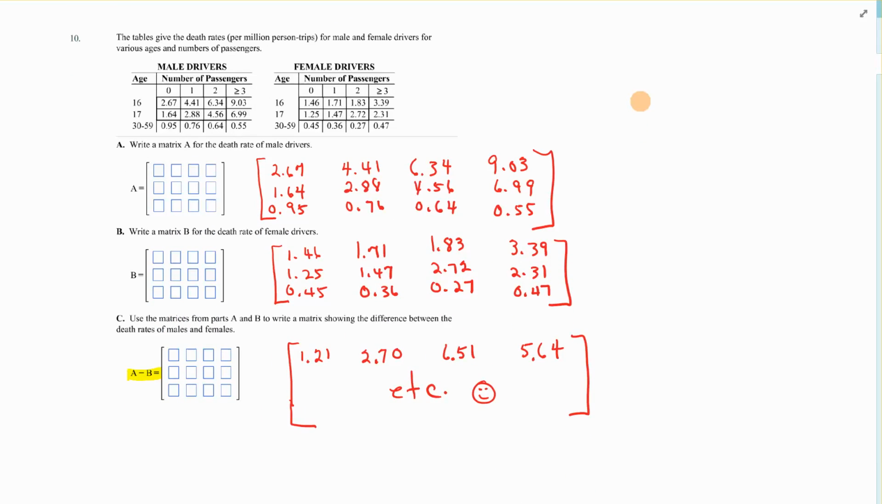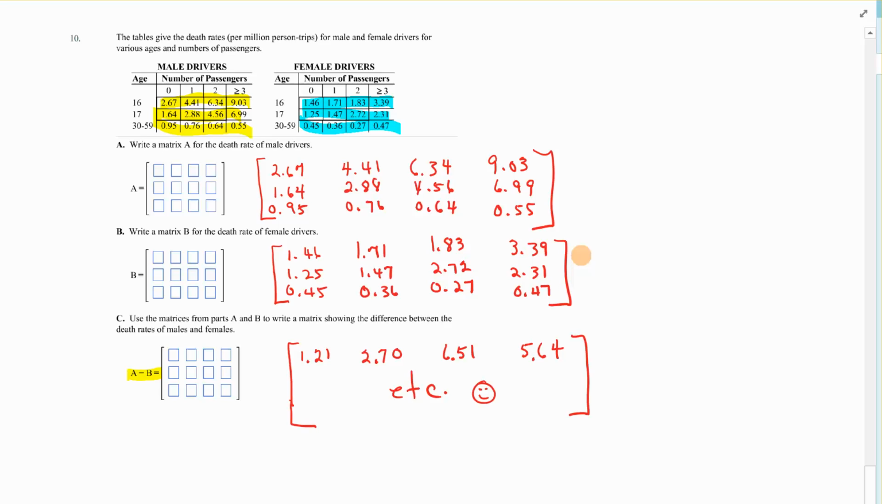Number 10. This is the death rates for male and female drivers for various ages and number of passengers. And so number A says write a matrix A for the death rate of male drivers. So we're just going to take this part here and put it into a matrix. Okay. B says for female. We did the same thing here for female and put them here.